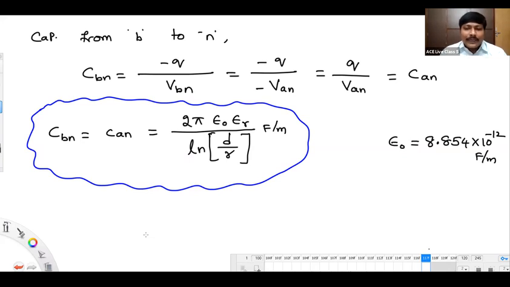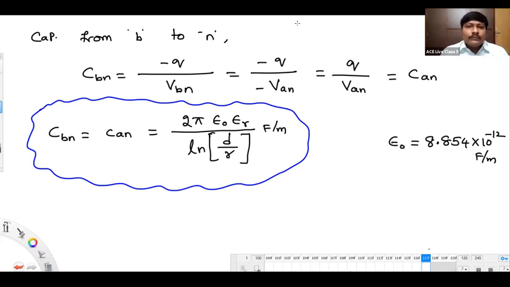So the capacitance from A to neutral and B to neutral are the same. That will come in farad per meter, in the sense for 1 meter length of conductor. This is the capacitance value we experience for 1 meter length, and if the length increases, the capacitance value also increases.